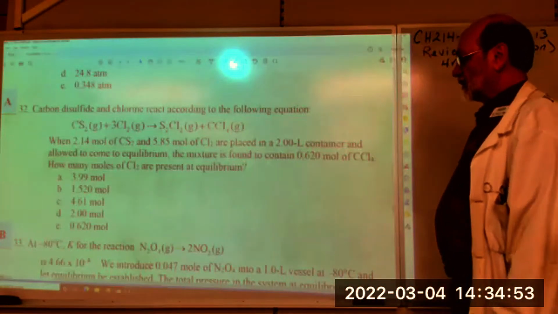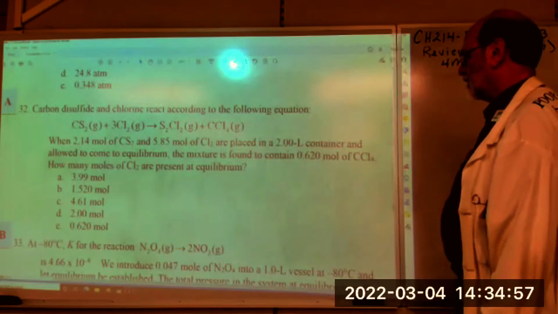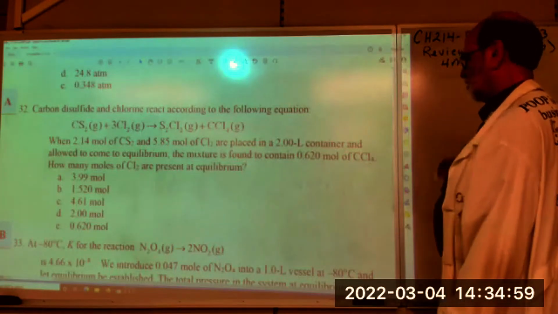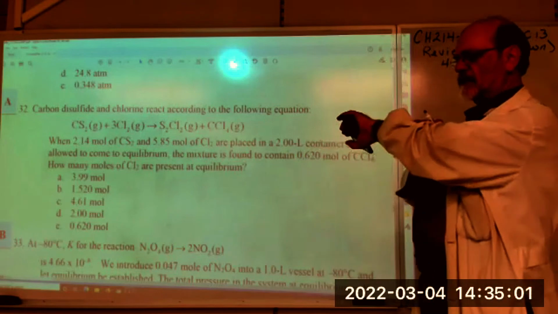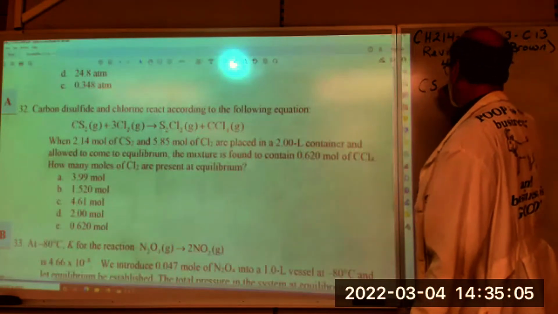Should be able to do this one. Yeah, just set up an ICE table. We'll do each one when we get a little time. I'll just set it up.